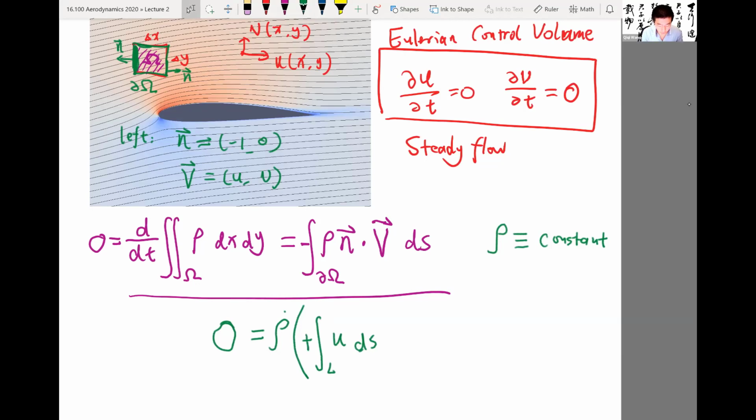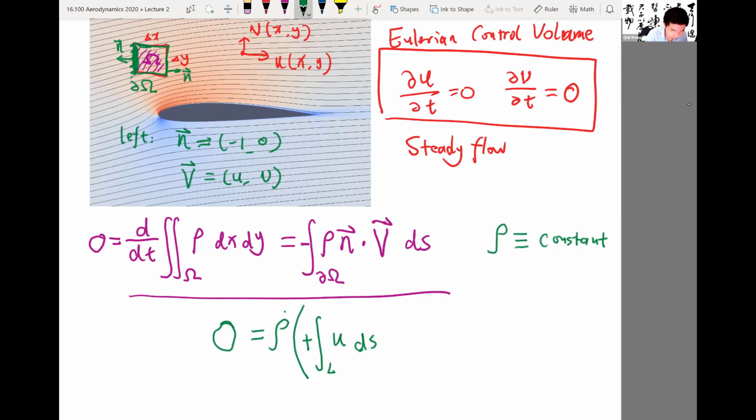So what we are looking at here is the amount of mass that flows into the left-hand side of this control volume, right? If you look at the streamline here, it is how much mass has flowed from the left boundary into the control volume in a unit amount of time. Okay, so that's what this term is.